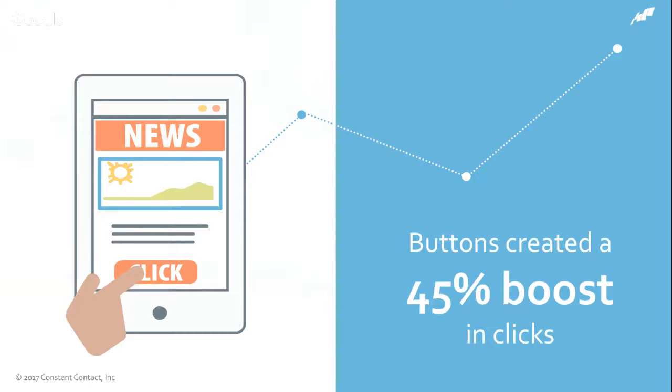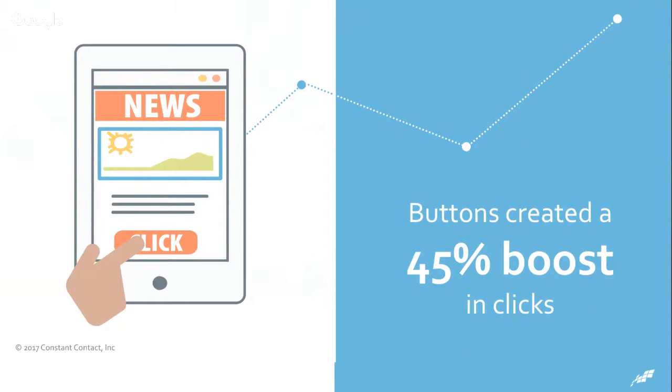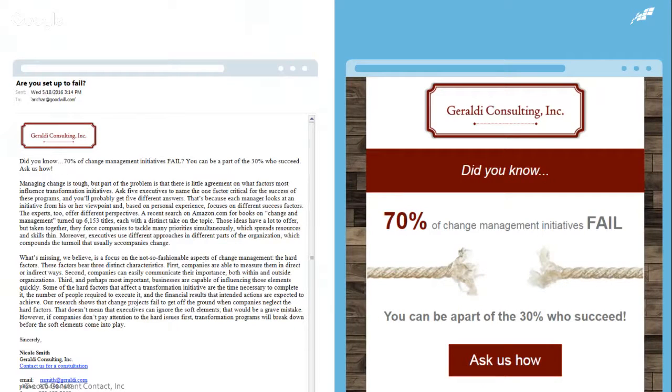Standard text will generate some clicks, but you're going to get 45% more clicks with a button than you would with just text. It's the difference between what you see on the left and what you see on the right. Giraldi Consulting took some time and really thought about what they're trying to accomplish here. So note the difference between regular email from Outlook and something that was sent out via Constant Contact. The email on the right looks way more professional, which will ultimately get you closer to achieving your goal.